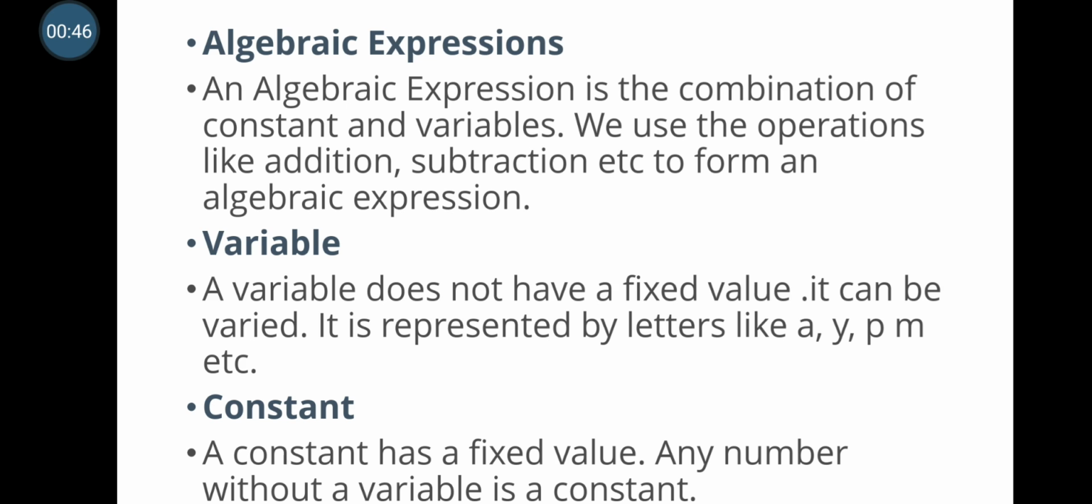A constant means it has a fixed value. Any number without a variable is called a constant. A constant is a number alone. It is not multiplied with any variable, and it will have a constant value. Suppose 2, it is 2 only. So that is a constant.